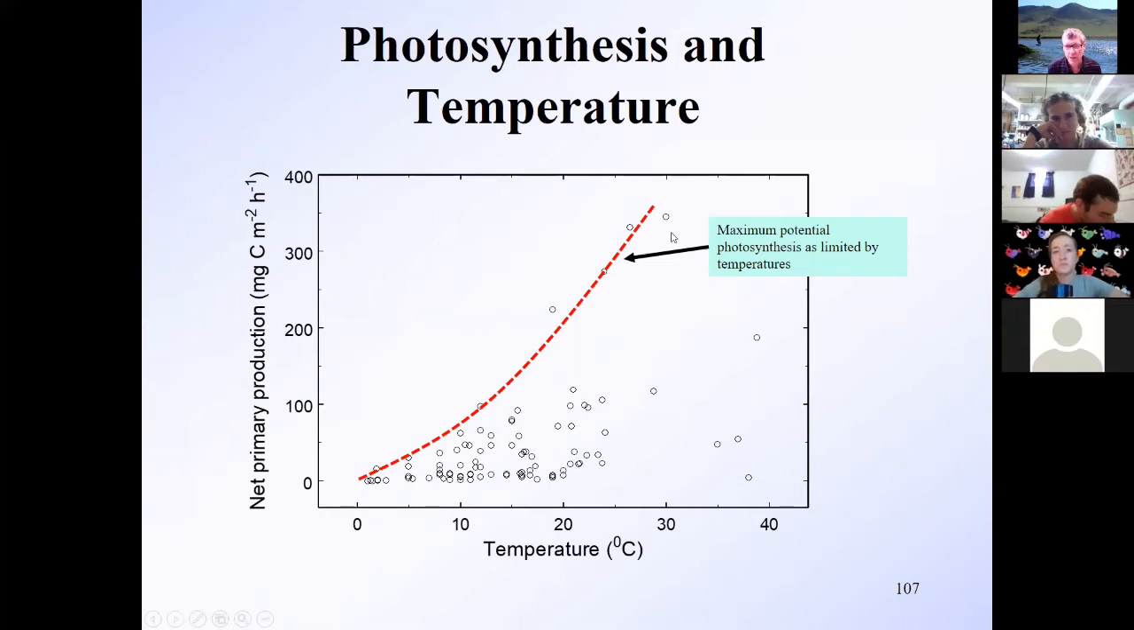So you're not always at that maximum potential. Why are there these measurements from different environments where the photosynthetic rate's relatively low, even though the temperature's high? Can you think of some reasons that might be related to that?